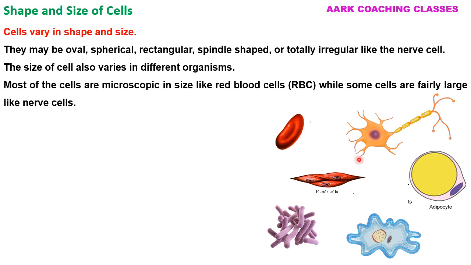Last year I had told you about this diagram of the nerve cell. You may have a simplified version of this. You have to remember this kind of diagram for the nerve cell till your class 10th. Most of the cells are microscopic, like red blood cells, RBCs. Some cells are fairly large, like nerve cells, but they are so thin that sometimes they are invisible to an unaided eye. Even though a cell may be very big, it may not be visible to naked eyes because of thinness, right?